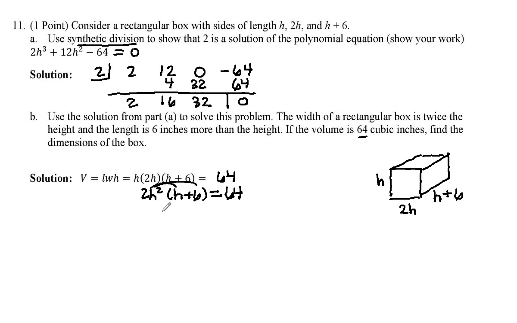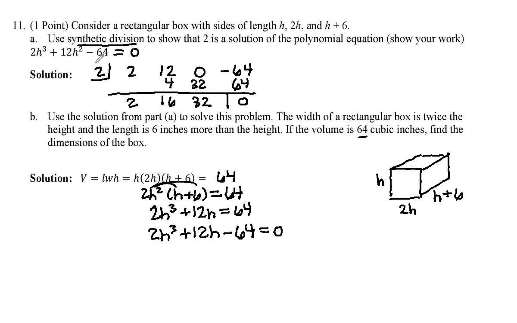So 2h squared times h is 2h cubed. 2h squared times 6 plus 12h, and then equals 64. And now bring the 64 over as a negative. 2h cubed plus 12h minus 64 is equal to 0. And then we want to solve this equation. We want to solve for factors of h.